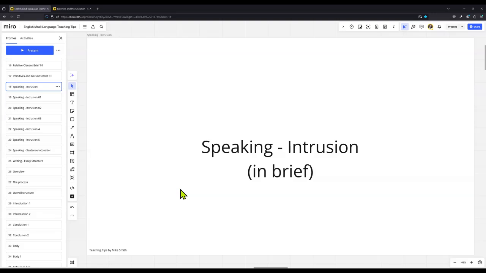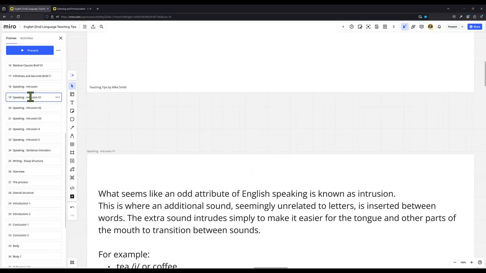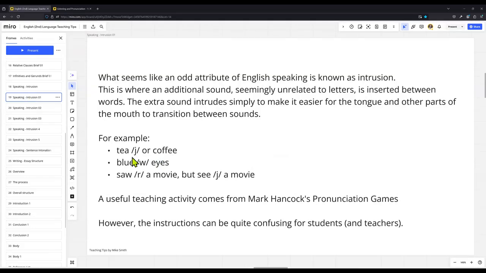A function called intrusion. So what is that? Intrusion is when we introduce an extra sound between words. That's simply to allow the mouth and parts of the mouth to transition from the end of one word to the beginning of another word. So for example, "tea or" becomes "tea yor". So this y sound is inserted there.